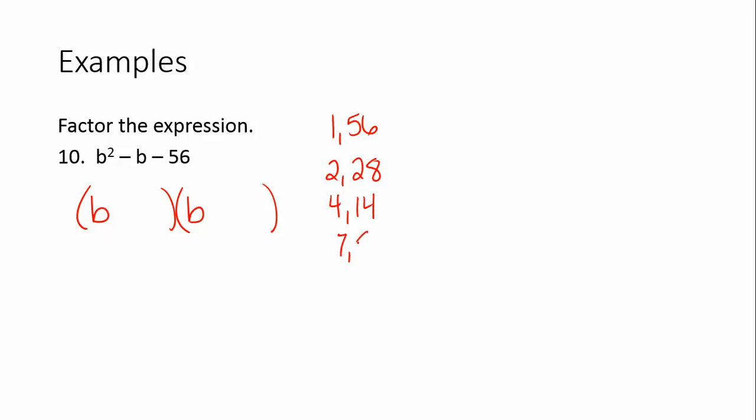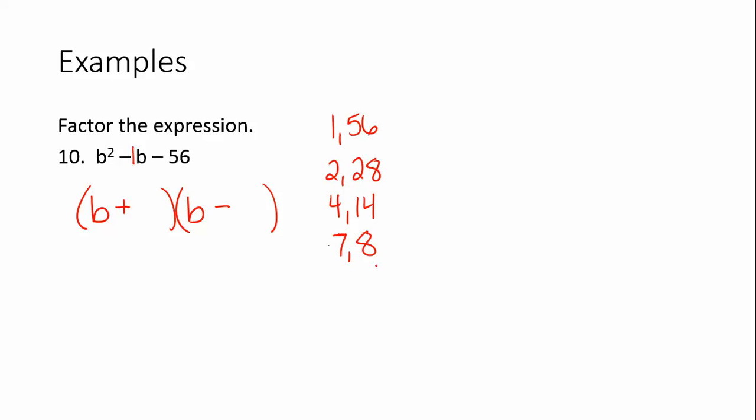And we're trying to get, remember, this is a negative 1b in the middle. Think about your signs first. Because the back term is negative, we get one of each. And we want to get a negative 1. So I'm looking for the factors that when I subtract give me that negative 1. And hopefully you're seeing 7 and 8.